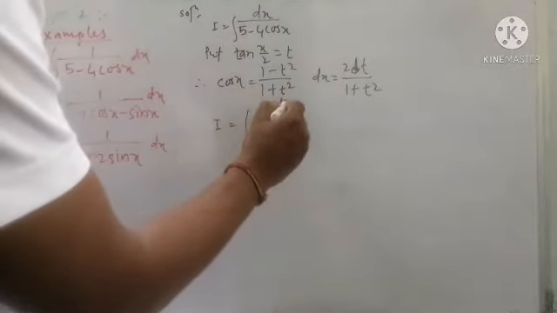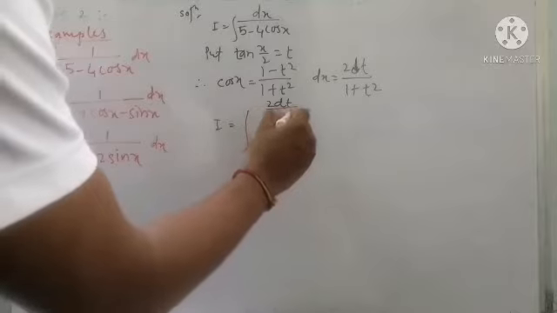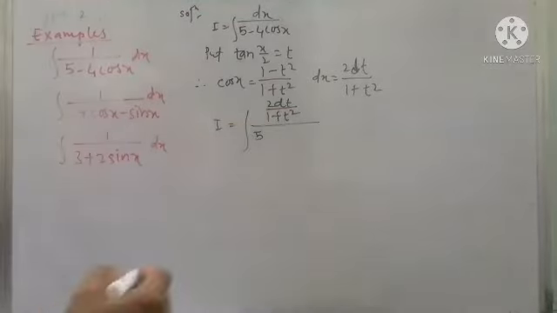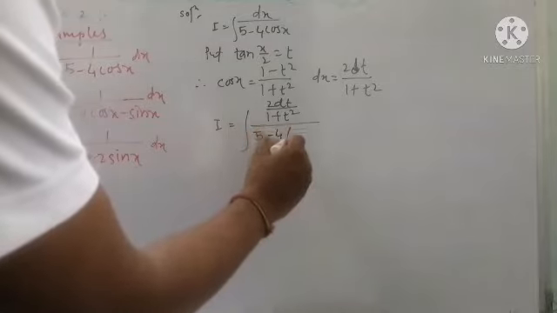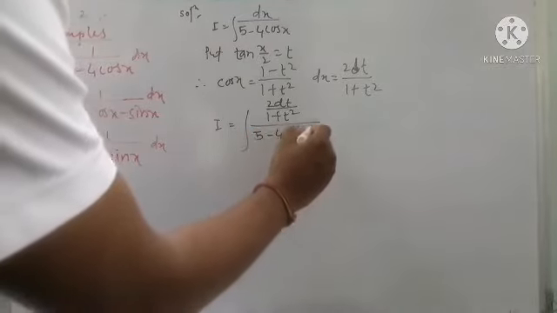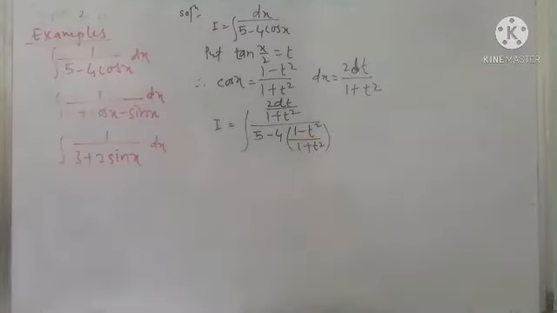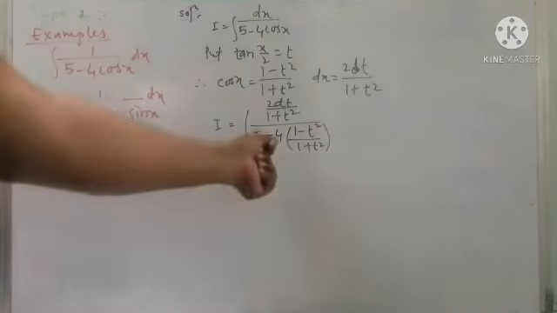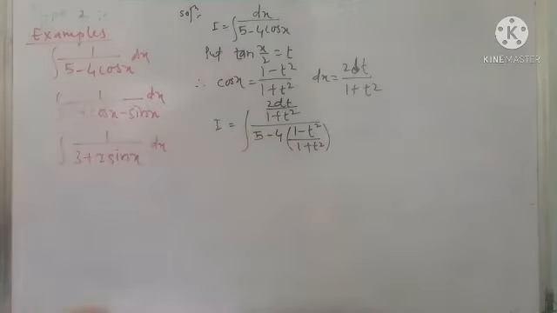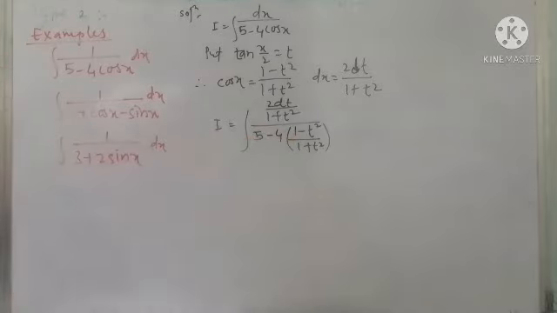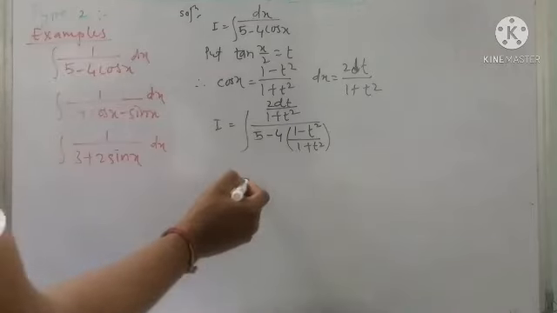2 dt/(1 + t²), and in the denominator, as 5 is a constant which remains as it is, minus 4 into cos x, which is (1 - t²)/(1 + t²). After substitution, we can simplify this integration by taking the subtraction given in the denominator, but these two terms have different denominators, so using cross multiplication we can simplify this subtraction.